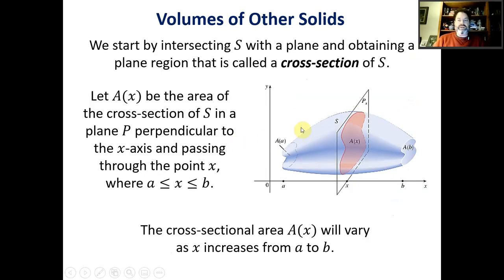So the way we do this is we take this funny shape, whatever it happens to be, and we slice through it with a plane. That's called a cross section. That cross section has an area. So this pink shape here has an area.